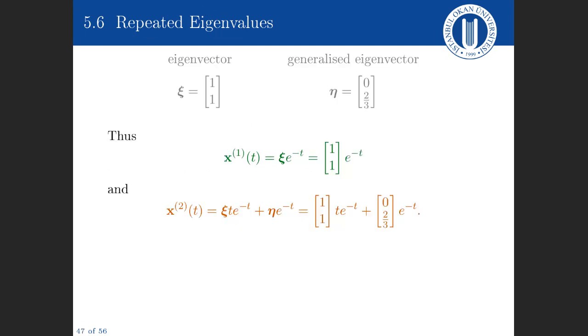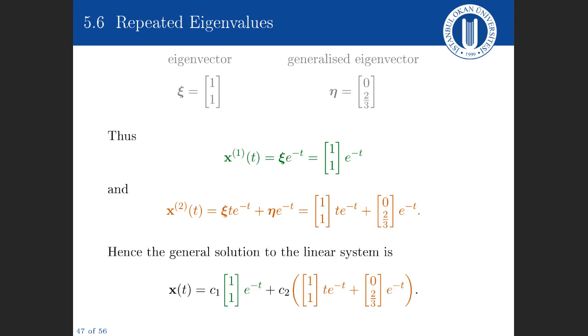So, what do we know? We know that the eigenvalue is minus 1, we have our eigenvector (1, 1), and we have our generalized eigenvector (0, 2 thirds). As soon as we have eigenvalue, eigenvector, and generalized eigenvector, we can write down our two solutions. And then after we know our two solutions, we can write down the general solution.